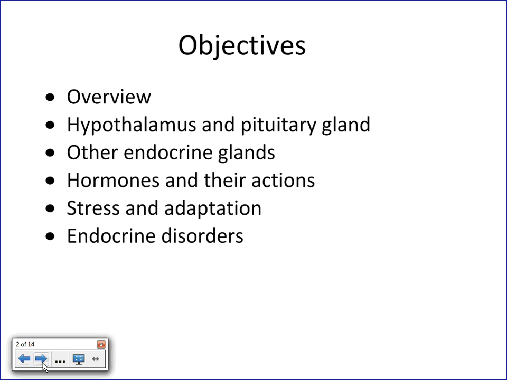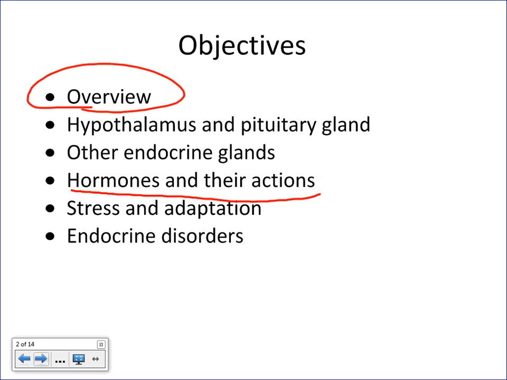So, the endocrine system has a few different components that need to be covered. In this particular video, I want to give an overview of how the system works. Then I want to spend the bulk of it talking about some basic properties of hormones and how they work. And then the next video following this is going to be about the hypothalamus and the pituitary gland, and then all the other endocrine glands.